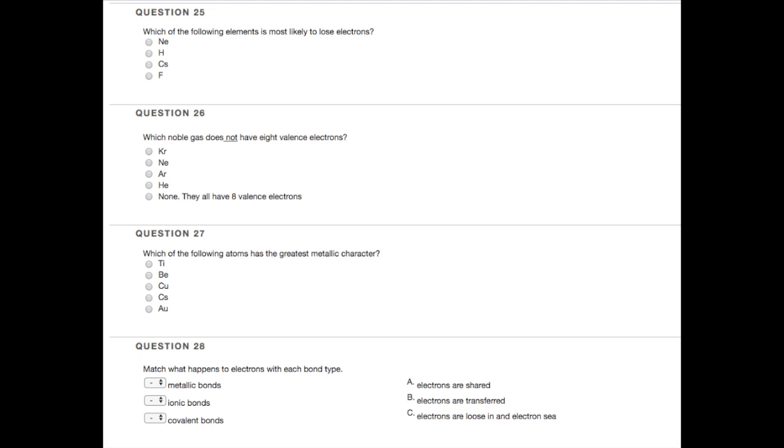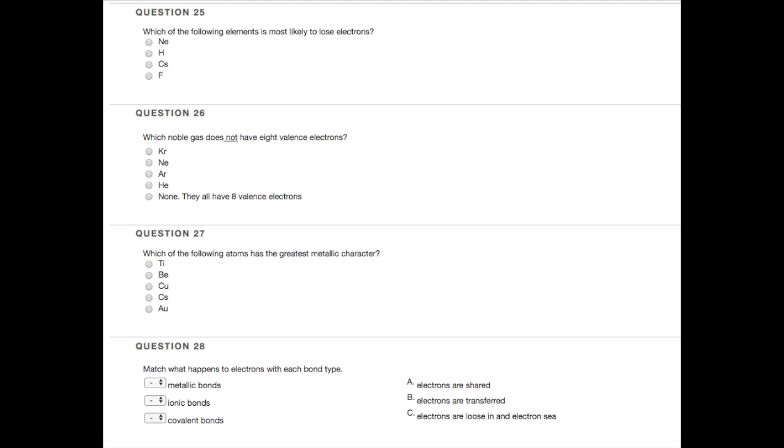So cesium is the most metallic that exists in appreciable quantities. If we look at all these others, copper is right here, and then we've got gold right here, and beryllium's right here. None of these are going to be quite as metallic as cesium. So cesium is the most metallic.